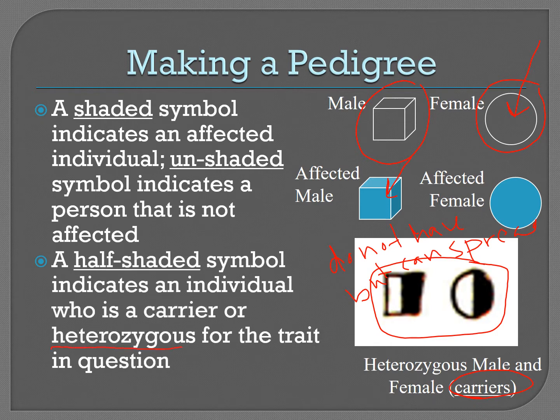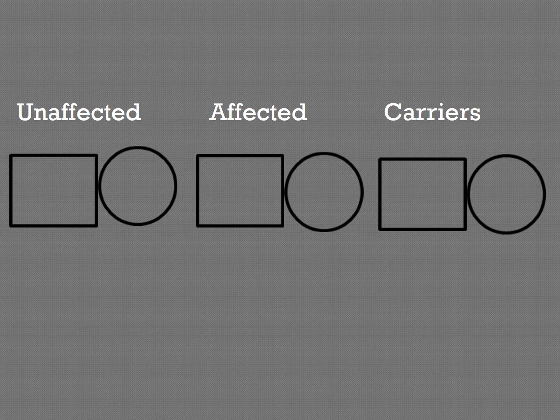That will cause you to be heterozygous. So a lot of times when that's written, it's obviously going to be like this, right? And depending on if it is homozygous dominant or homozygous recessive will determine if you're fully colored or not. So unaffected is unshaded. What does affected look like? We shade in all the way. And if you're a carrier, just half of you.